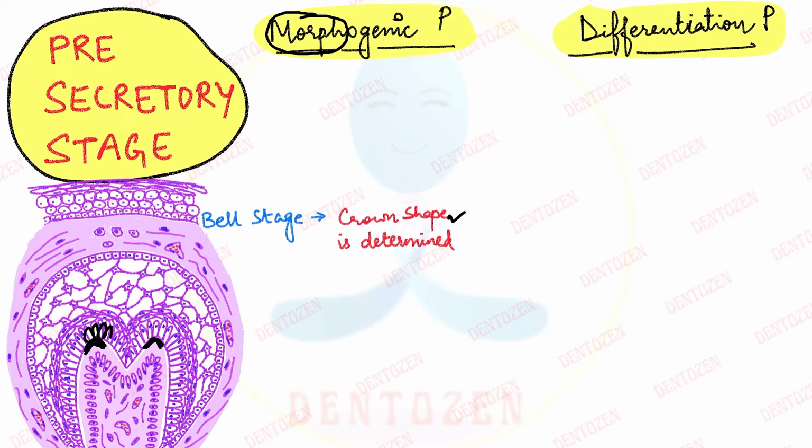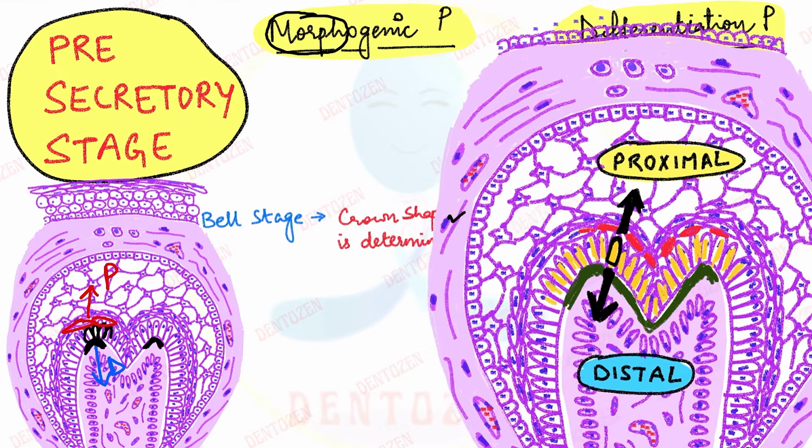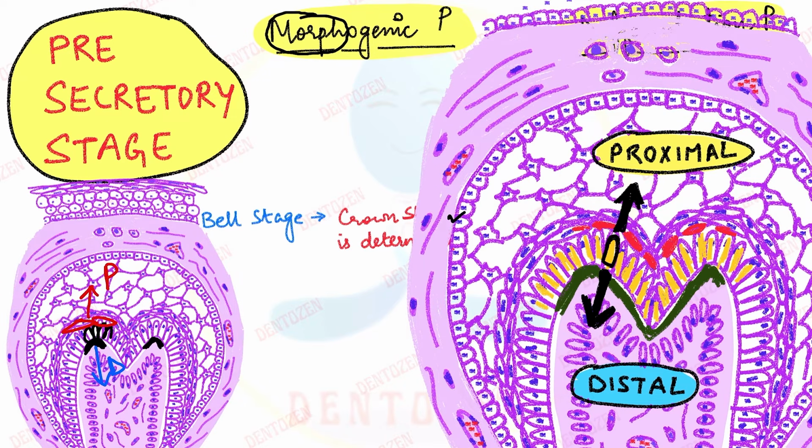At this phase, the inner enamel epithelial cell has 2 ends. One end of the cell, which is towards the stratum intermedium, is called the proximal end of the cell, and the other end, which is towards the dental papilla, is called the distal end of the cell, as we can see here in this picture. Now, the enamel formation begins at the distal end of the cell.